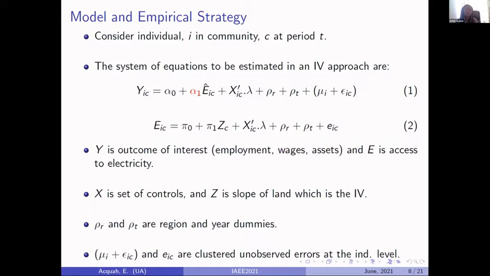The first one, equation one, is the one with my outcome variable. And then I will make a prediction about access to electricity using the slope of land for endogeneity reasons. My outcome here, Y, will be employment, general employment, and then the shifts in employment in the agric and then in the service sector. Then I also look at the wages and then the assets. E here will represent access to electricity. X will be a set of controls and Z will be the slope of land. I will equally control for regional and time dummies.